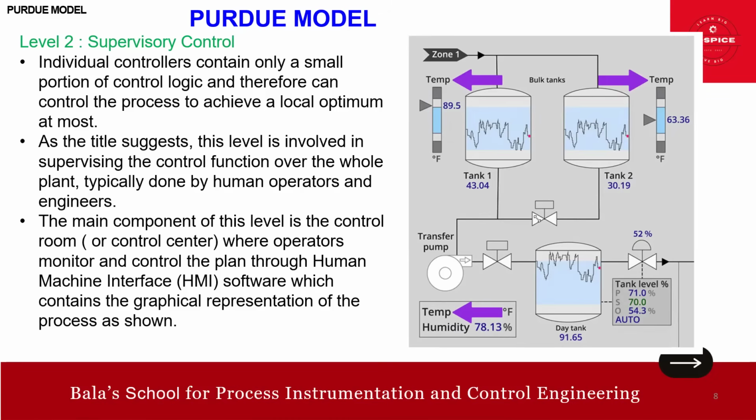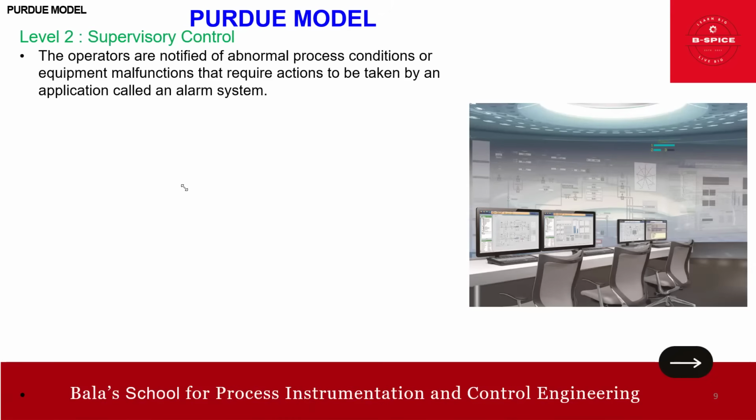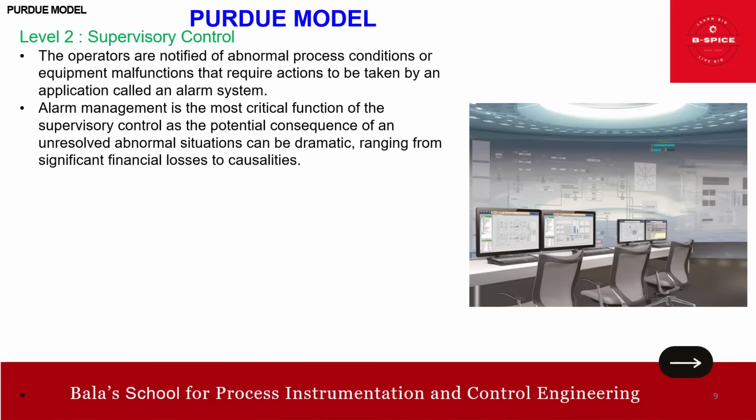Okay, so in level 2, a few more items are also there. The operators are notified of abnormal process conditions or equipment malfunction that require actions to be taken by an application called an alarm system. In fact, the alarm system also we have detailed out in our BSpace channel. If you are interested, you can watch the detailing of it. Here the alarm management is the most critical function of a supervisory control. So the idea is what all the items are that are part of the supervisory control. That's what I'm actually explaining.